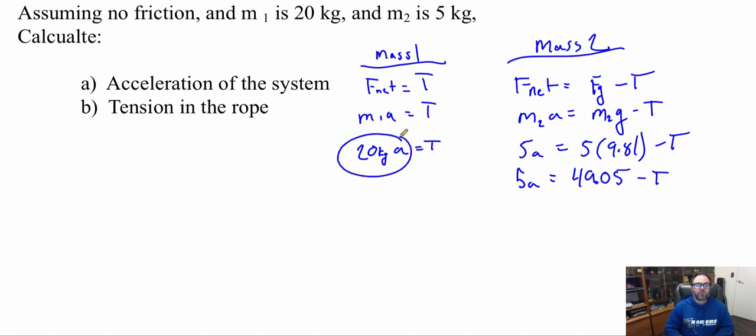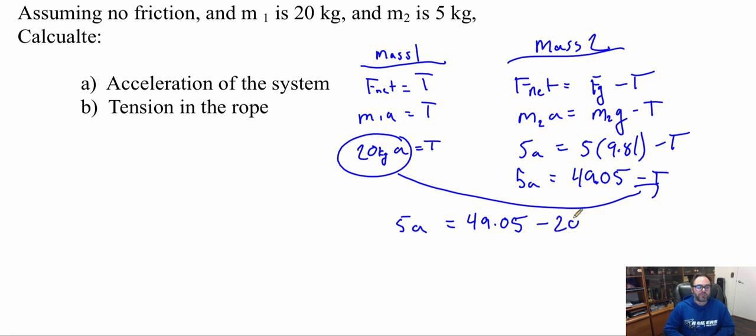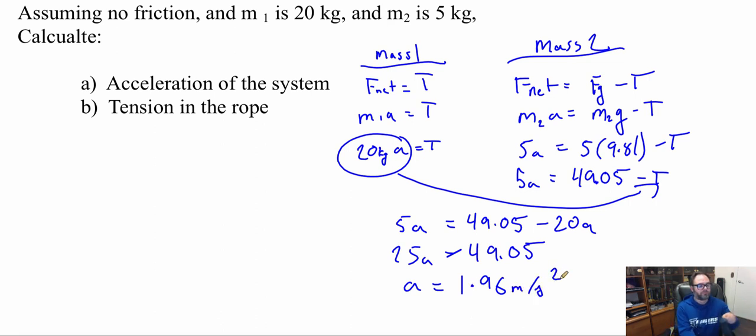And I could put in the 20a in for tension. So once again, we have now, after substitution, 5a equals 49.05 minus 20a. We end up getting 25a is equal to 49.05. A, my acceleration, is equal to 1.96 meters per second squared.